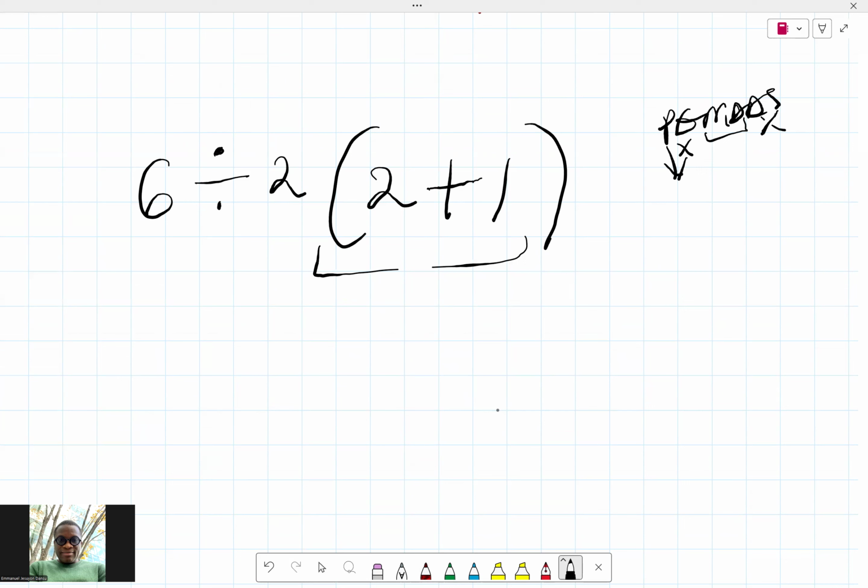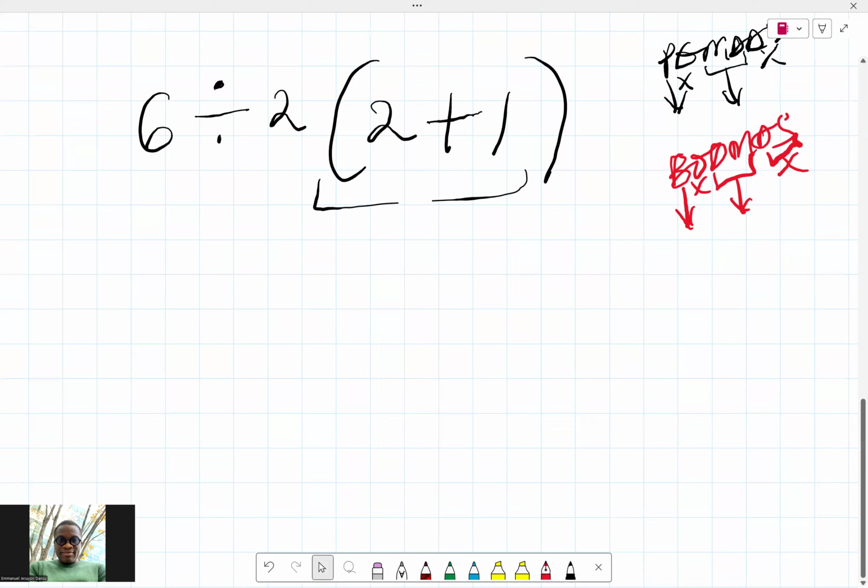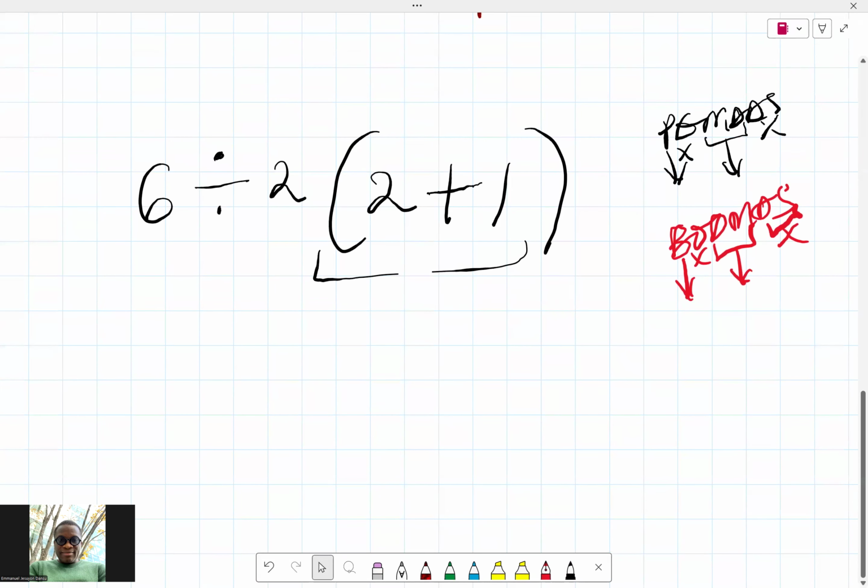If you want to consider BODMAS, we have brackets for sure. Then we don't have 'of', but we have multiplication and division, and then we don't have these two. So it's the same kind of thing. Here it's multiplication and division, but in BODMAS it's division and multiplication, so they are of the same order basically. Anyone you use, you're going to get the same result. So you have 6 divided by 2 into 2 plus 1. Of course you have brackets here, so you have to resolve the bracket first.